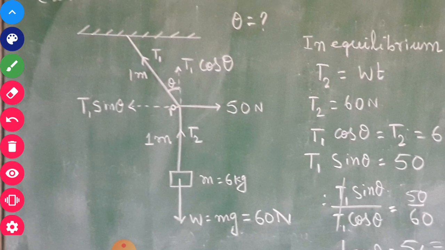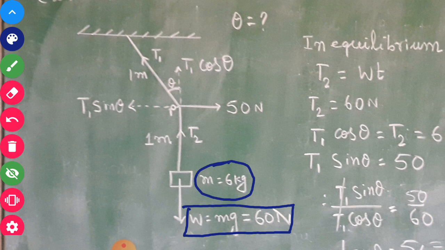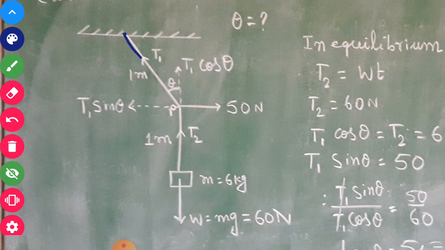See here, this figure which is given in our textbook. Now, a 6 kg mass is applied, so the weight of the object, m times gravitational acceleration, is 60 Newton in the downward direction. The reactive force produced in this 1 meter string is T2, and T2 will be equal to the weight of the object, so T2 equals 60 Newton. This is the action force and this is the reaction force. Now we talk about T1.